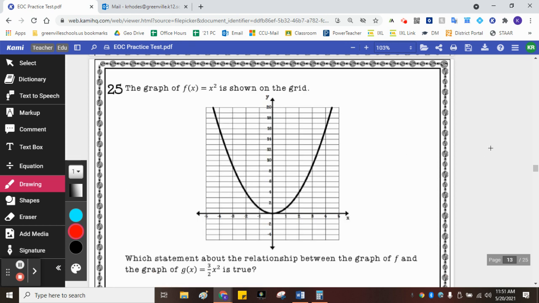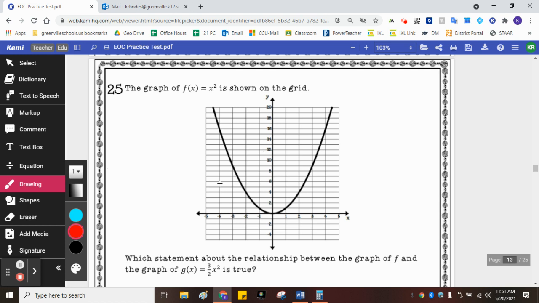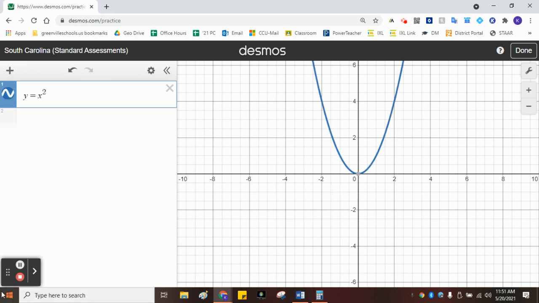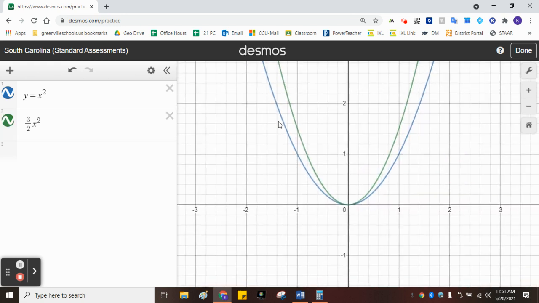25, last one we're doing today. The graph of x squared, your parabola, is shown. If 3 over 2 x squared is g of x, what's the relationship? So x squared and 3 halves x squared. What is our relationship? The blue is the original, so the green is the new one.